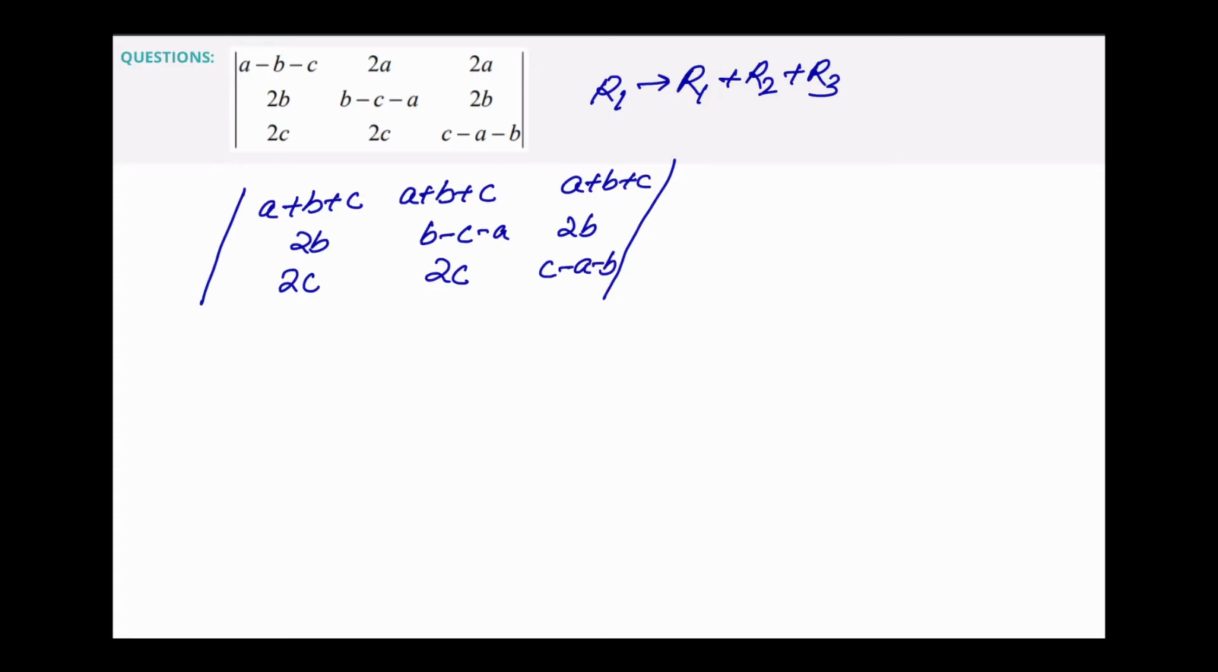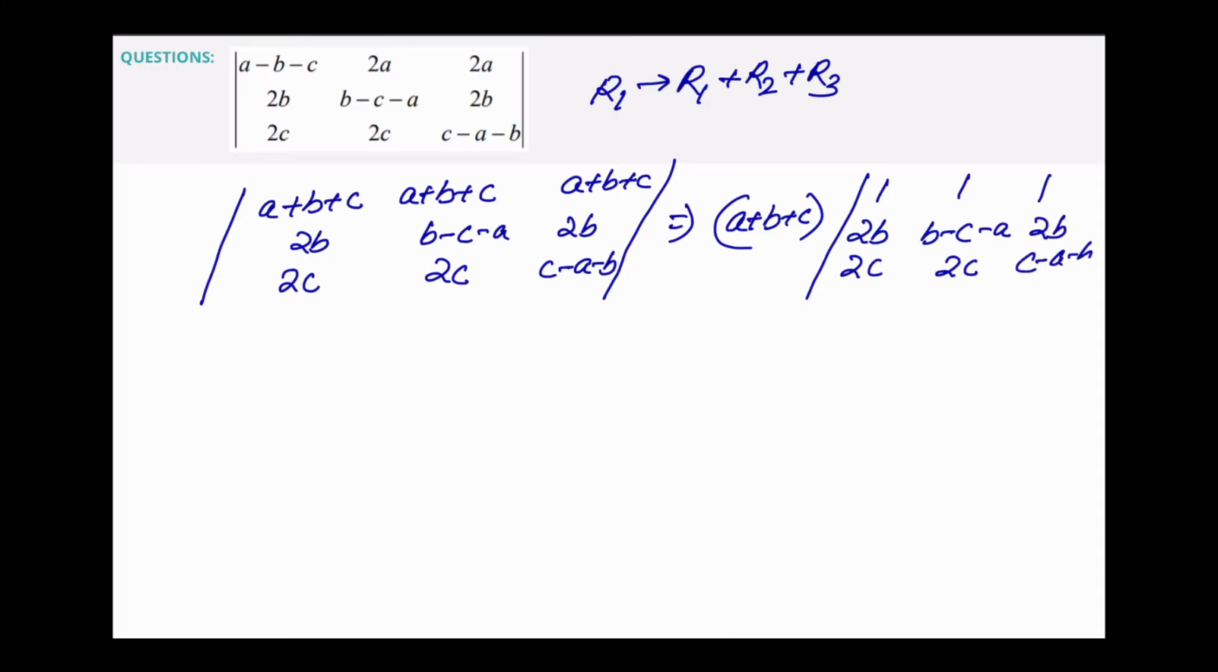Okay. So next step will be what? Take a plus b plus c out. Correct. So the moment we took it out, now we are left with 1, 1, 1, 2b, 2c, b minus c minus a, 2c, 2b, c minus a minus b. Very simple. Now again, I told you everywhere, see, the determinants are pretty simple. The concept is what? To make 0. To make 0, let's make more zeros.